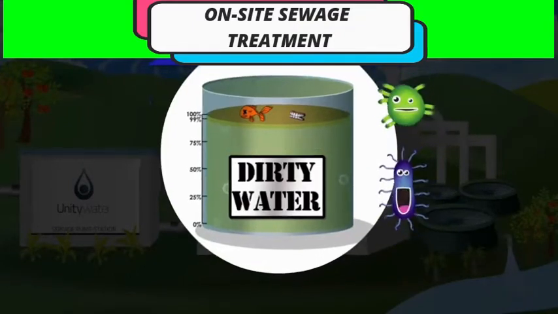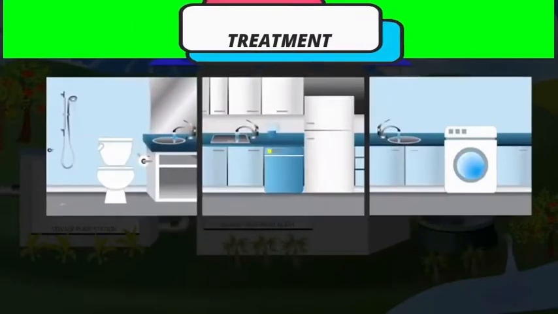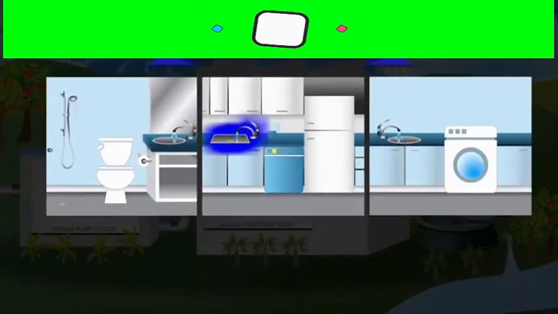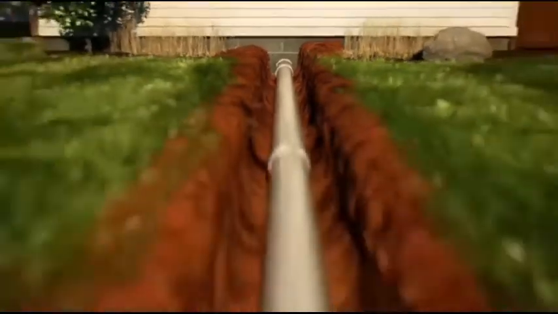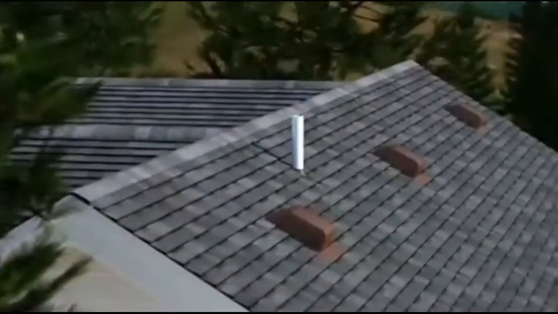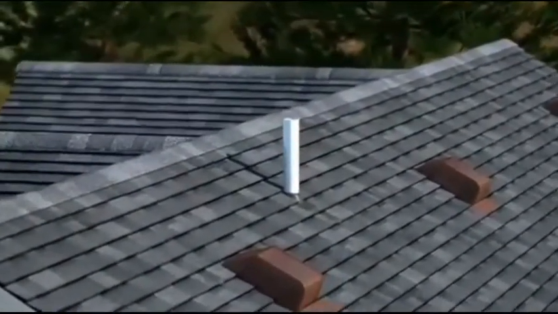On-site sewage treatment, or OSST systems, traditionally called septic systems, usually consist of the building sewer, which leads from the building into a septic tank and then into a distribution box that feeds the fluid into a drainage field or disposal field.